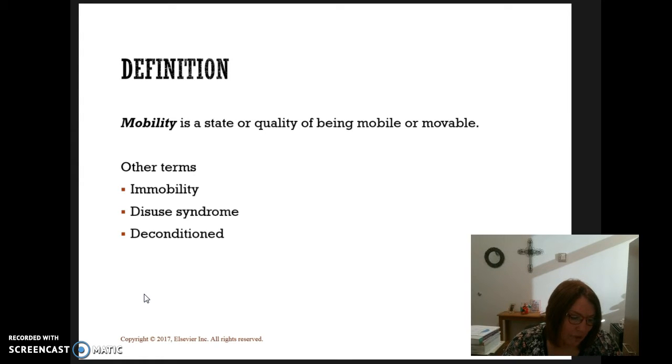And then you have disuse syndrome. It's predictive adverse effects on the body's tissues and function. And then deconditioned is a loss of physical fitness. And basically what occurs is if we don't use our bodies, what happens? And this is a question that I want you to ponder, because I'm going to bring this question up again in class. If we don't use our bodies, what happens to it?